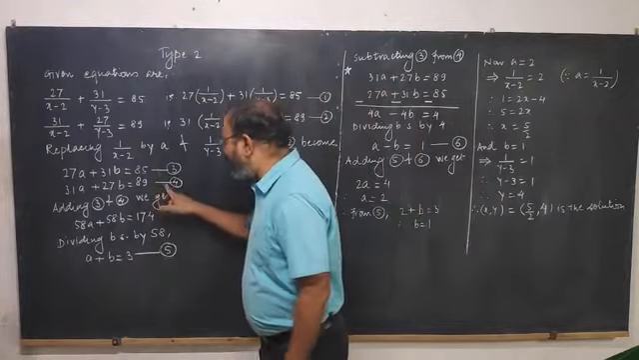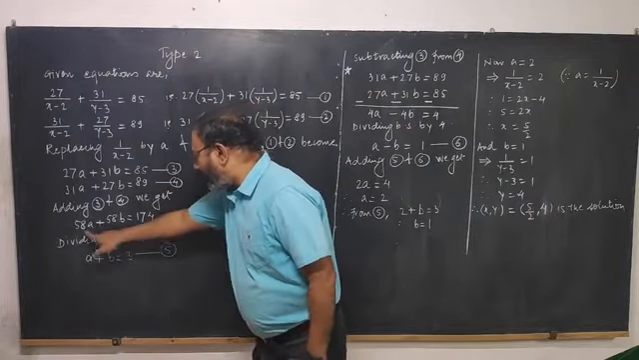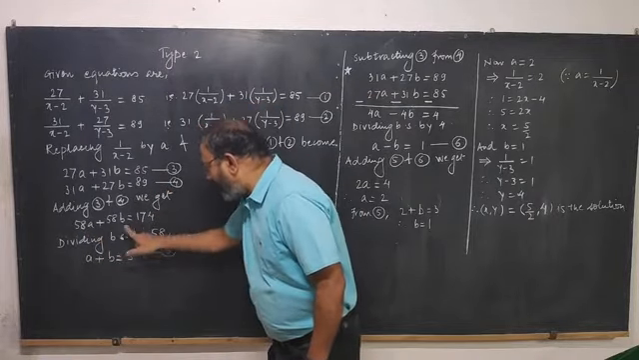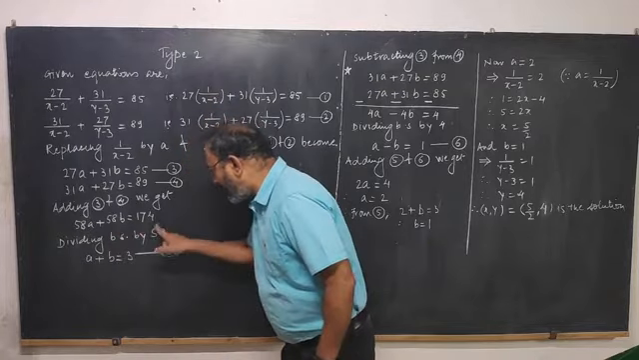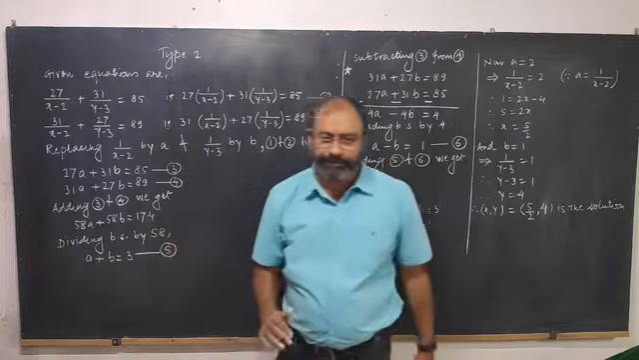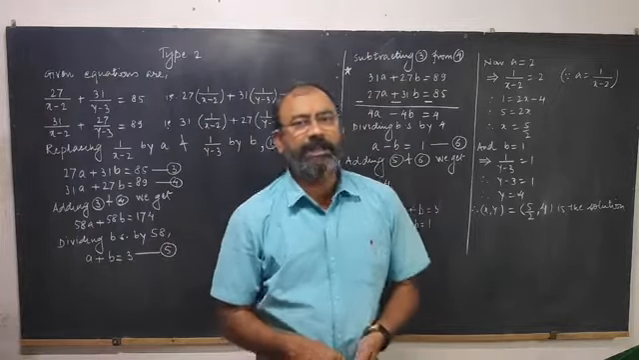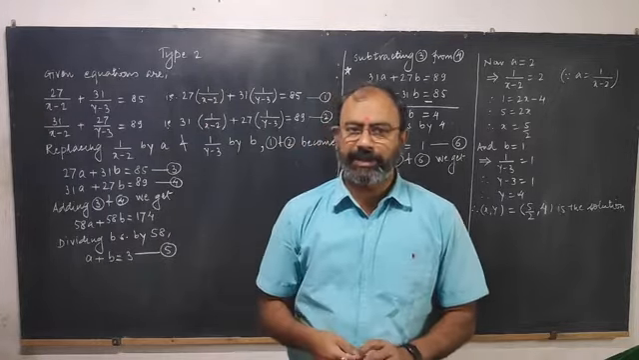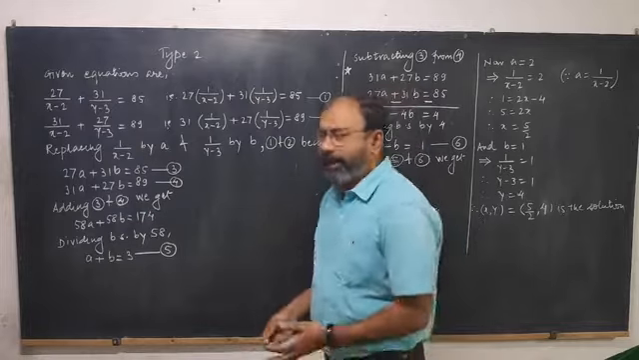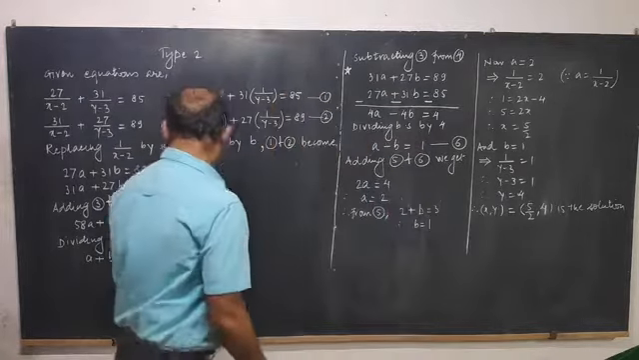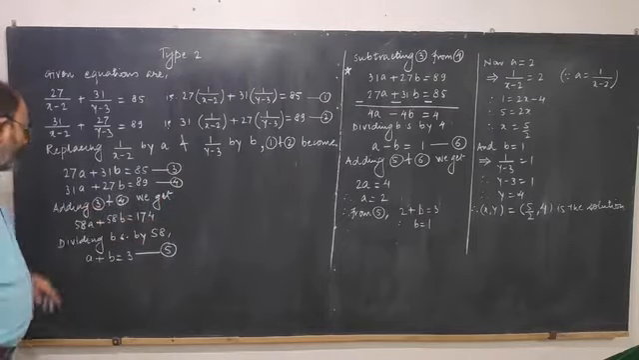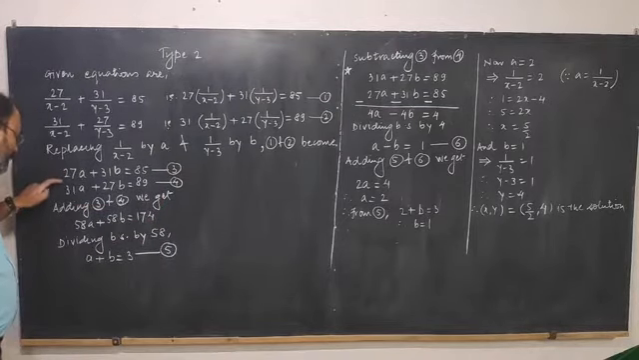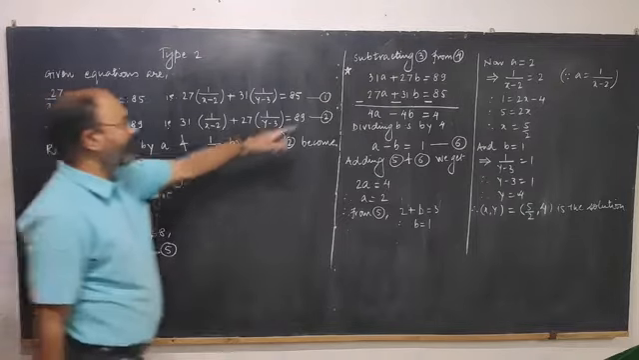So I have added equation 3 and 4. I got 58a plus 58b equal to 174. Dividing both sides by 58, I get a plus b equal to 3. So I have obtained another simple equation in terms of a and b. Then subtract. You can subtract any equation from any other equation. So I am subtracting equation 3 from 4.